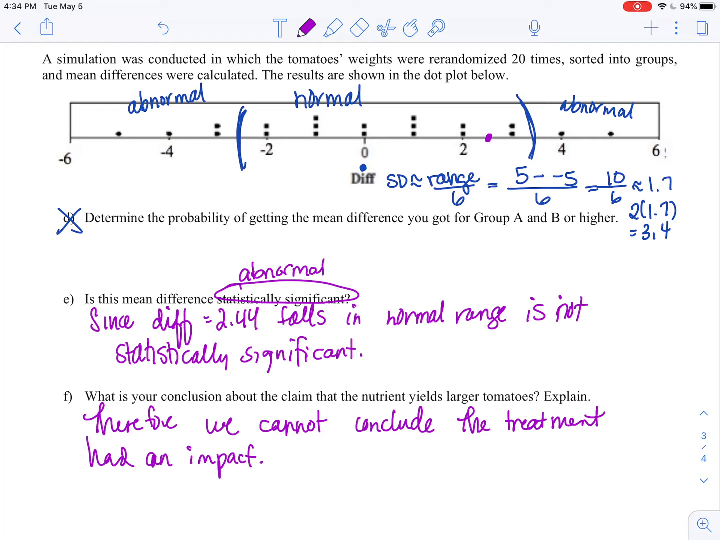If it's a normal difference in means, it means that difference was solely created by the random grouping of those two groups.